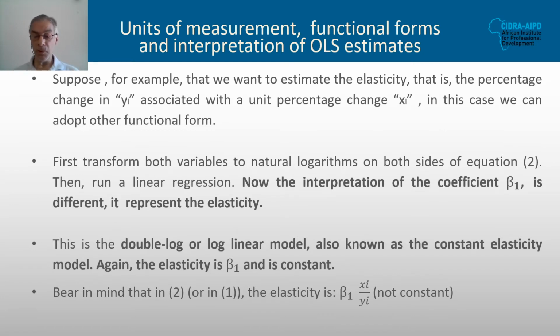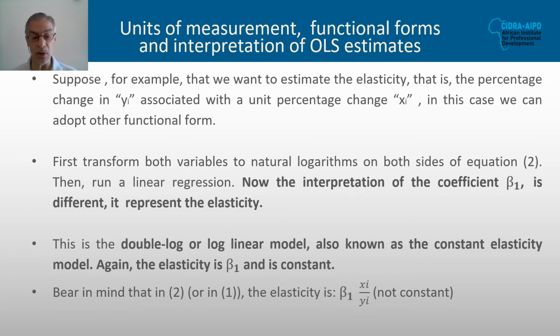Now, going to new functional forms that we can use. Suppose that our idea is to estimate the elasticity. That is, the percentage change in y sub i associated with a 1% change in x sub i. In this case, we can adopt other functional forms. What can we do? Well, the best way is to take logs on both sides of equation 2, run a regression, and then our new beta sub 1 coefficient is going to represent the constant elasticity of the model.